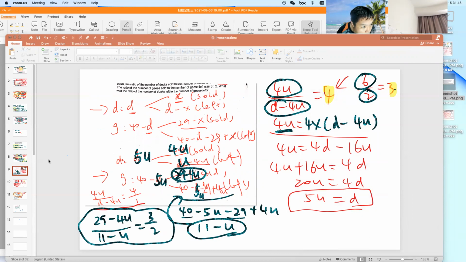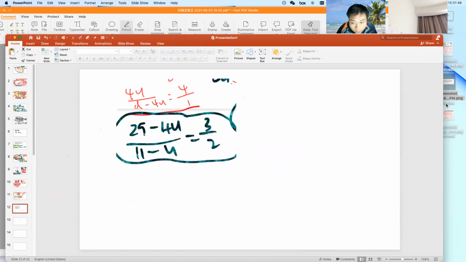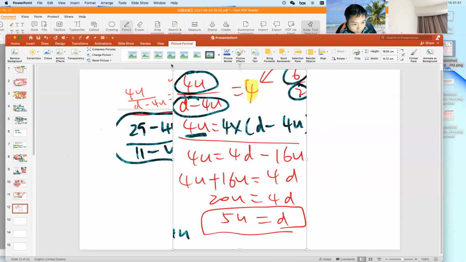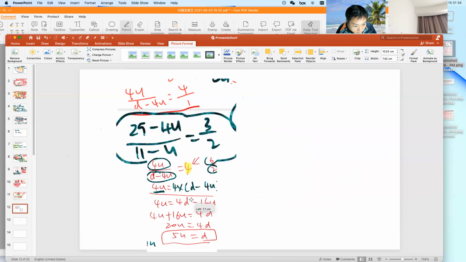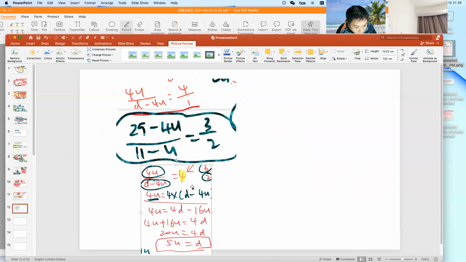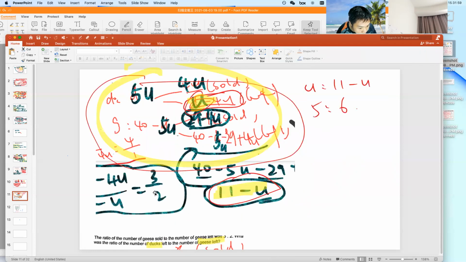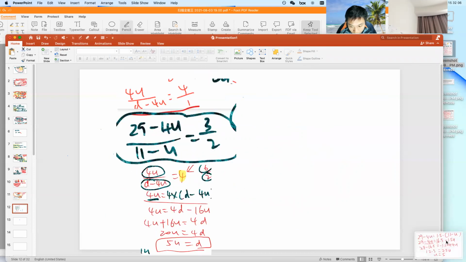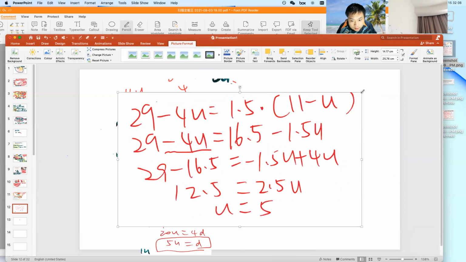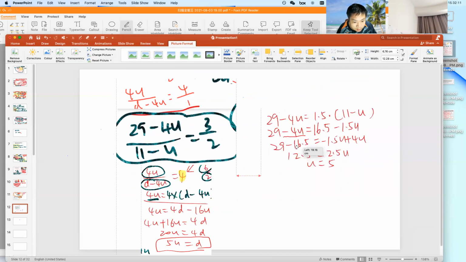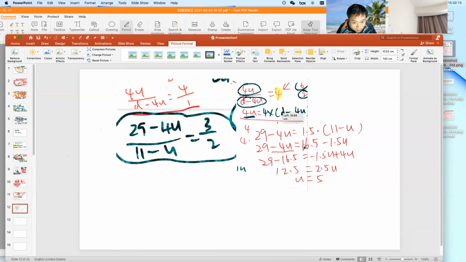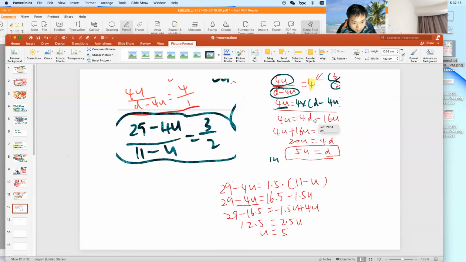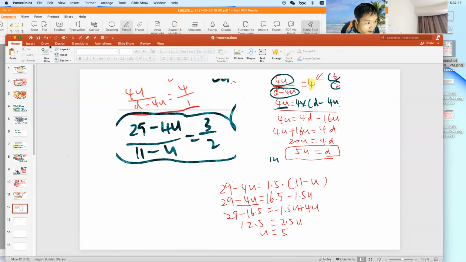Oh, okay. So let me get rid of this first. Good. So this is probably what students do. Okay. So basically, they just keep solving questions. Okay. So this is their work.